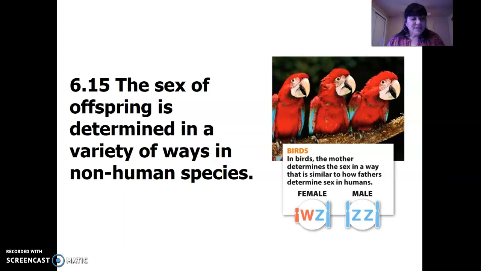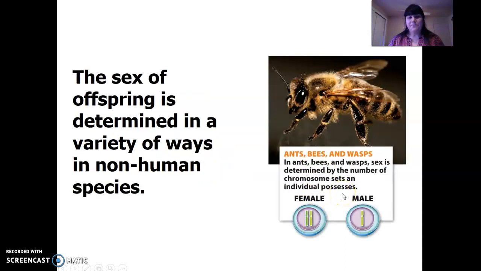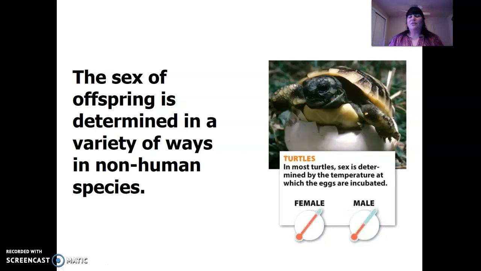Not all animals do it this way. Kind of interesting. In birds, the female is the one that has the two different sex chromosomes. So it's the female who determines the sex of the baby. With ants, bees, and wasps, the female is diploid, the male is haploid. So that's different. Now this one's super wild.